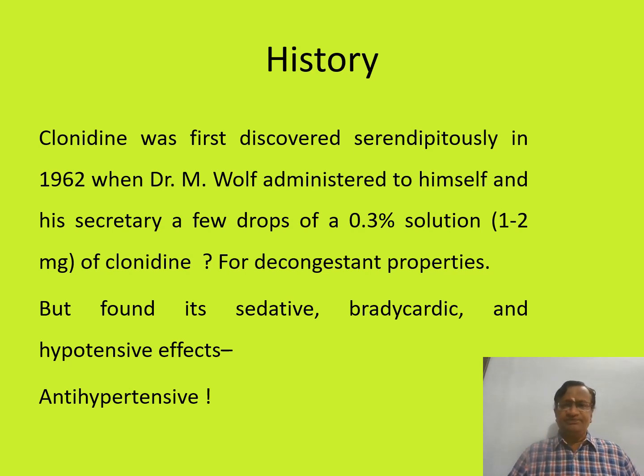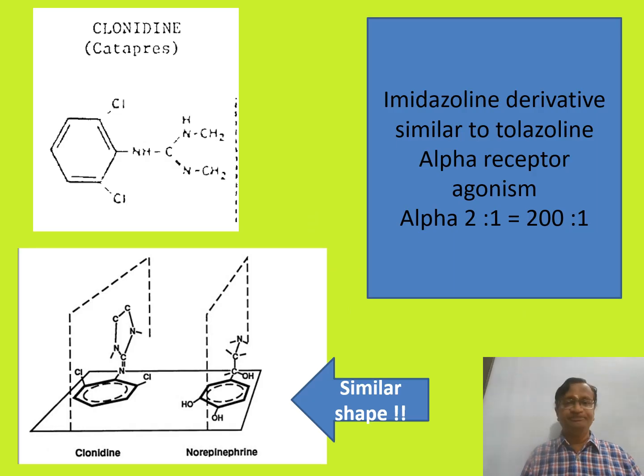How was it discovered? They called Dr. Wolf, and he administered a few drops of clonidine to his secretary as a nasal decongestant. But accidentally, or in high profile English, serendipitously, by chance, they found it to be bradycardic. BP was falling and there was some sedation. So they thought it could be a better antihypertensive rather than a nasal decongestant.